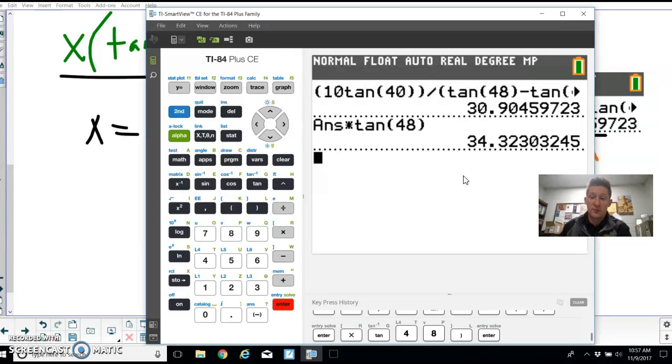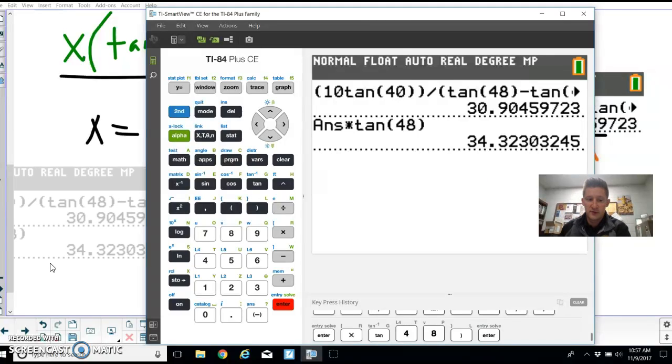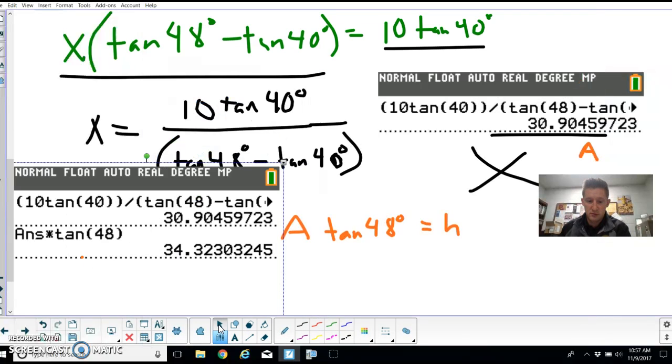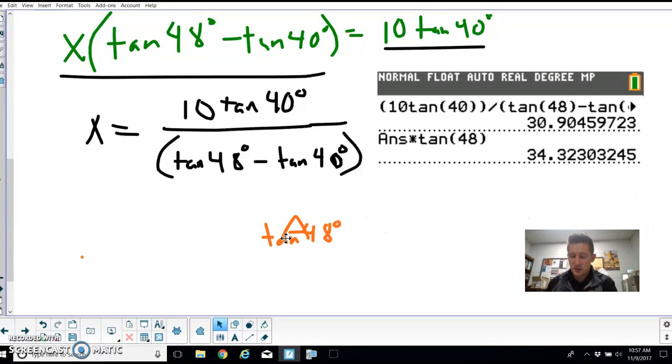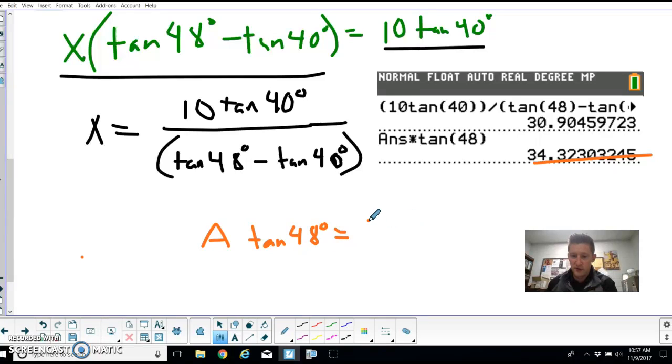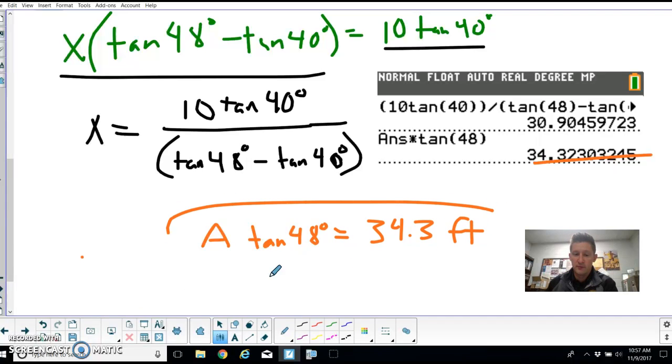So h, the height of the penguin, would be 34.3. We'll scroll that out here. We'll put that over the top of this. So our final answer is equal to that number right there, 34.3 feet off the ground. And that would be the penguin problem, which is a rather difficult one, but something that I hope we can handle.